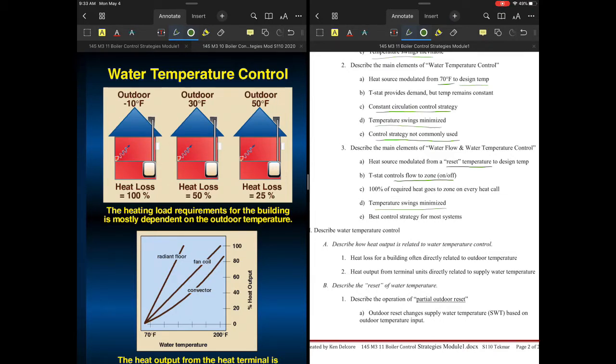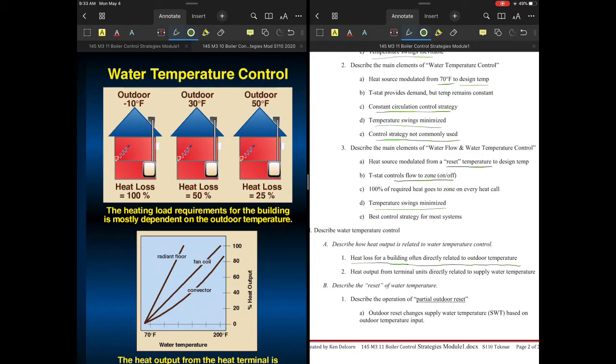Now, in the previous module on heat emitters, one of the things that we identified was that if we change the temperature of the fluid going to a heat emitter, it will have a certain characteristic of heat output out of that emitter. So essentially, why we do this and why we're concerned about this temperature is that the heat loss that a building experiences is oftentimes a direct correlation to outdoor temp.